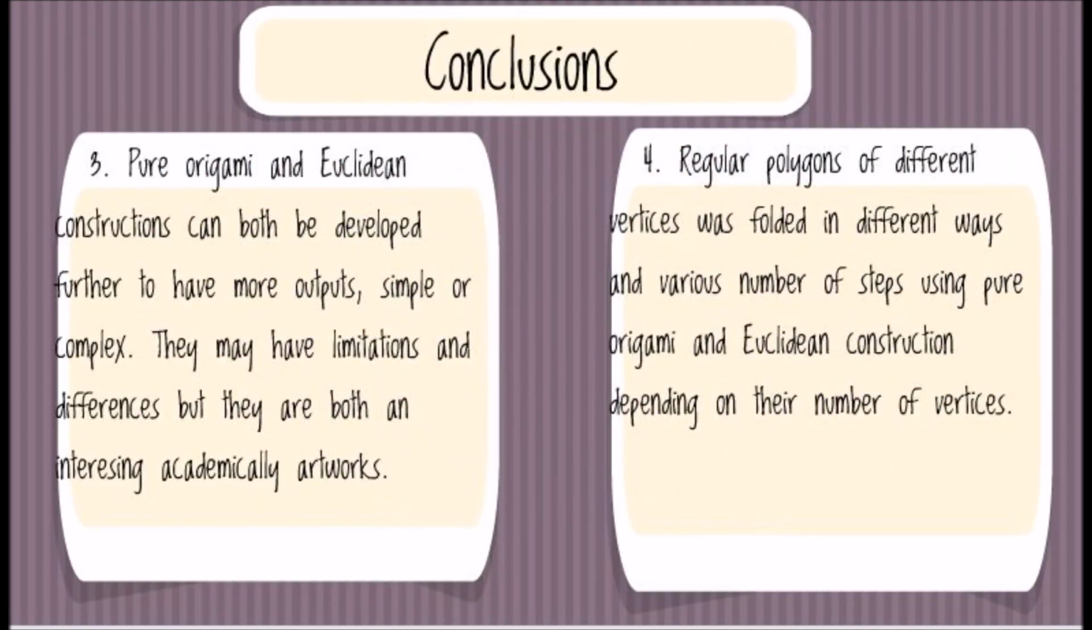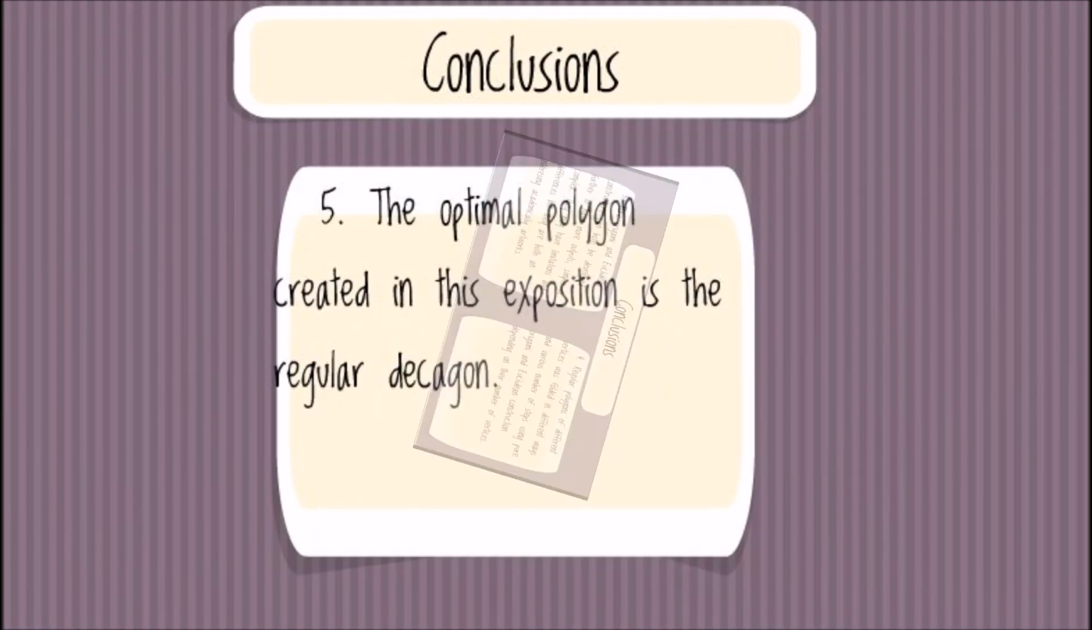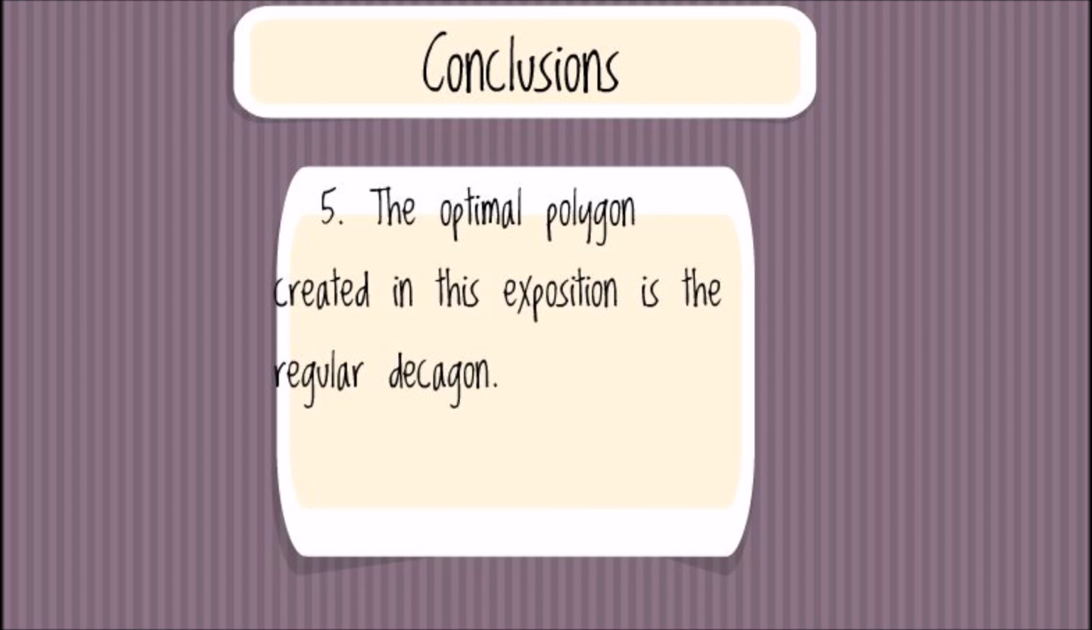Pure origami and Euclidean constructions can both be developed further to have more outputs, simple or complex. They may have limitations and differences, but they are both interesting academic artworks. Also, regular polygons of different vertices were folded in different ways in various numbers of steps using pure origami and Euclidean constructions, depending on their number of vertices, odd and even. And last, the optimal polygon created in this exposition is the regular decagon.